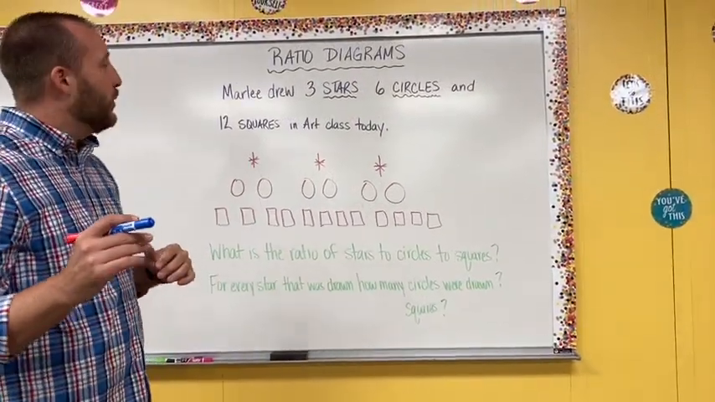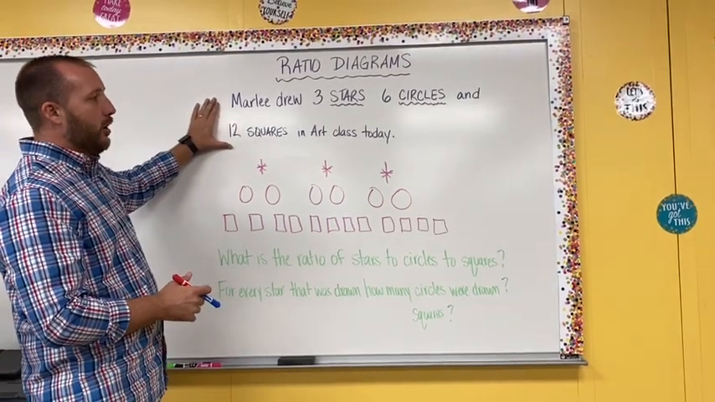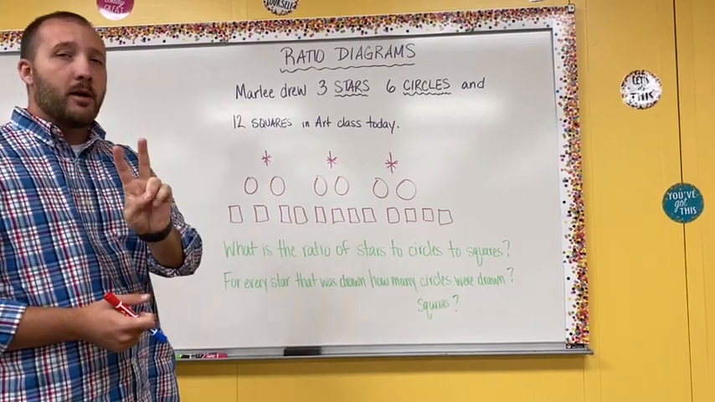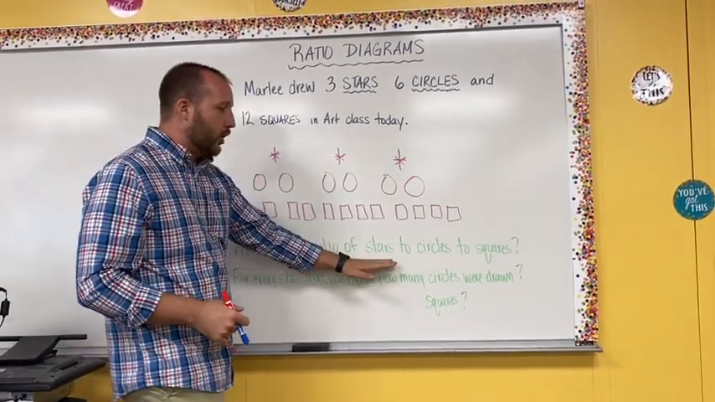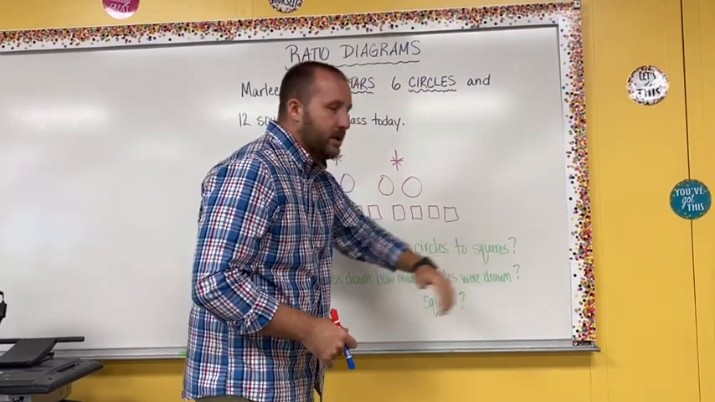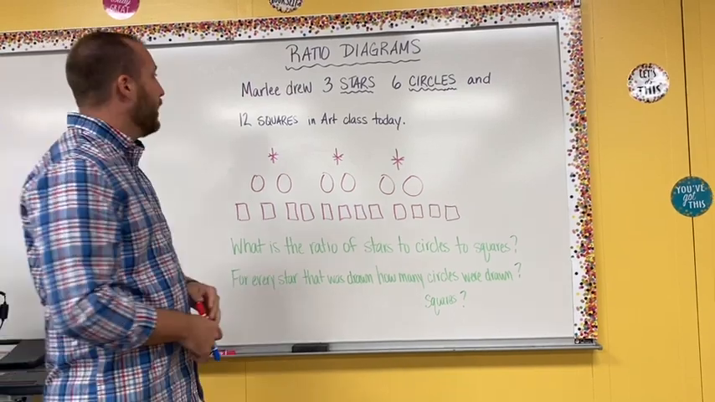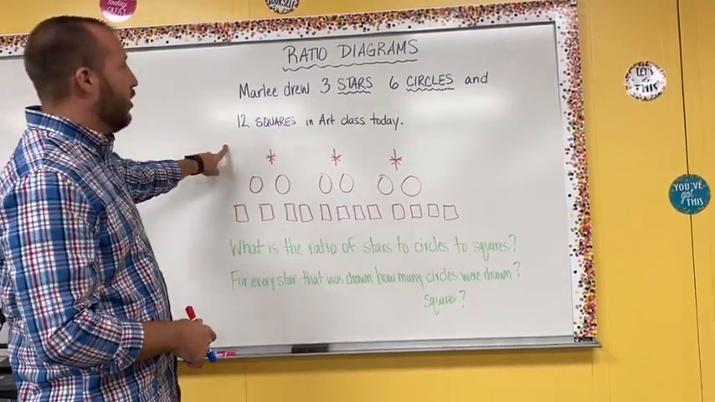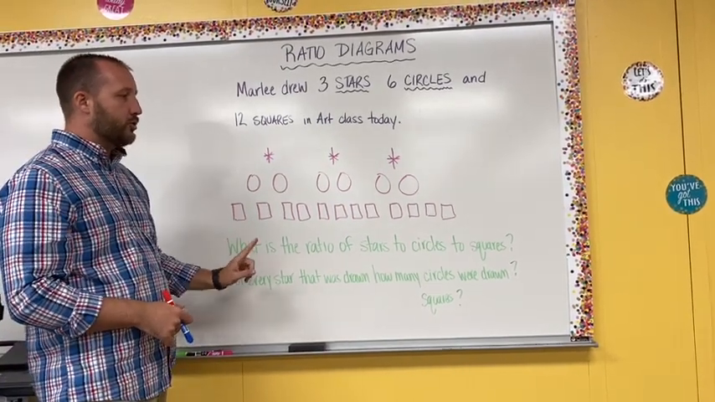All right. So with this example, we're going to use the same problem of Marley's art class to show you that ratios can sometimes be written with not only 2 numbers, but 3 numbers. And we have to pay close attention to the wording as well, and it's just as important to pay attention to the wording with 3 numbers as it is for 2, probably more important. So Marley drew 3 stars, 6 circles, and 12 squares in art class today. What is the ratio of stars to circles to squares?